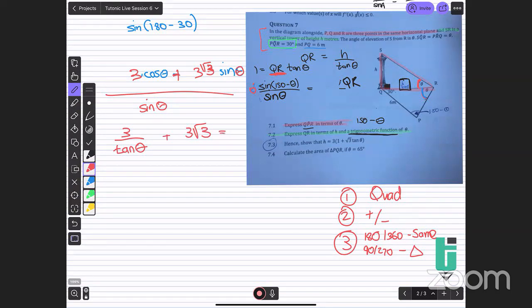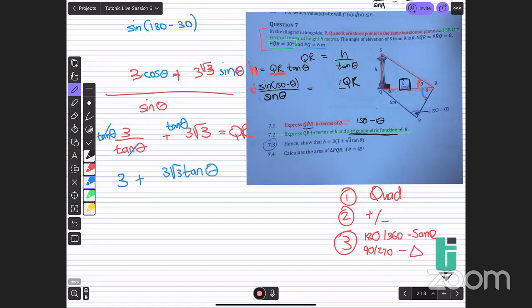This is QR. What did we say H equals? H equals QR times tan theta. So we have to multiply all of this by tan theta. So let's multiply it all by tan theta. Do you guys agree? This cancels with that, so it becomes 3 plus 3 root 3 tan theta.